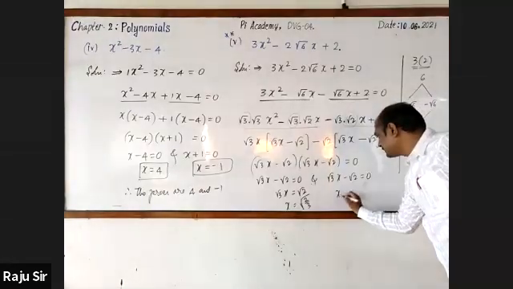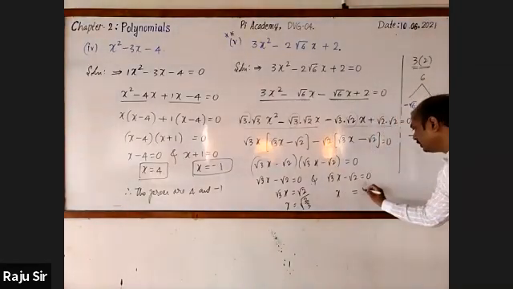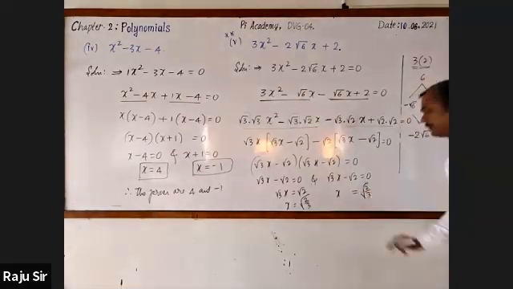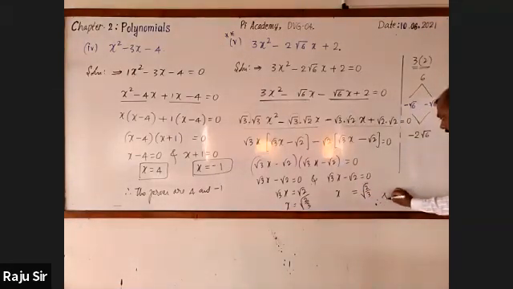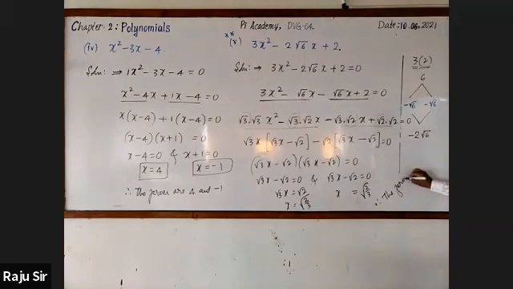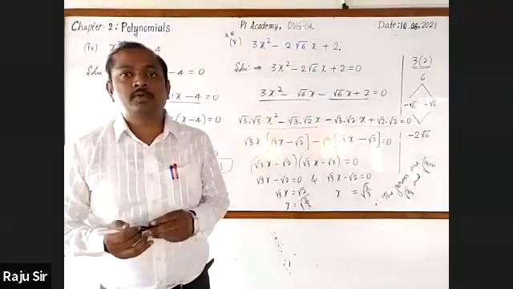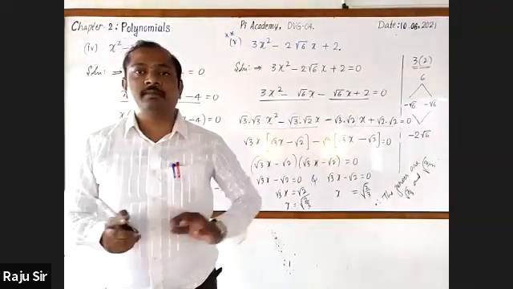Next, here x equal to square root of 2 by 3. So conclusion, therefore, the zeros are root 2 by 3 and root 2 by 3. Alright, usually this type of question can be expected in the exams.